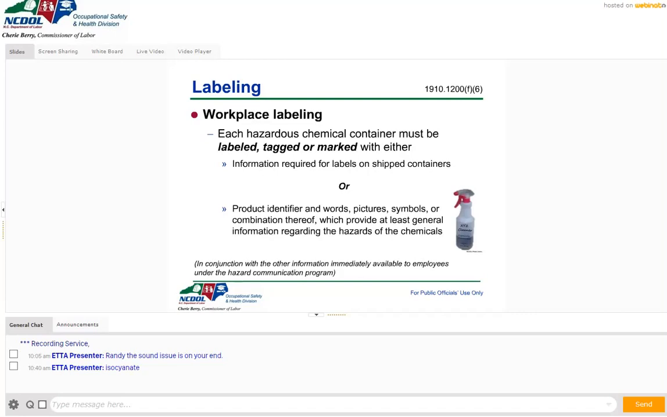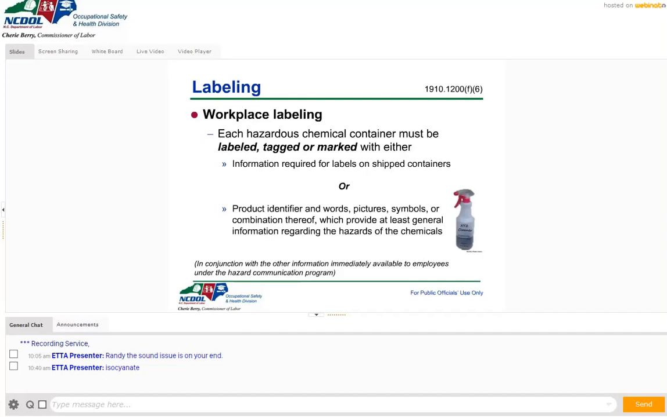Okay, Deborah's got a comment. Problem is, many GHS safety data sheets no longer contain ratings. Okay, now if that's the case and you're using those types of labels, then you need to use a different way of putting those hazards on the container so your employee knows.